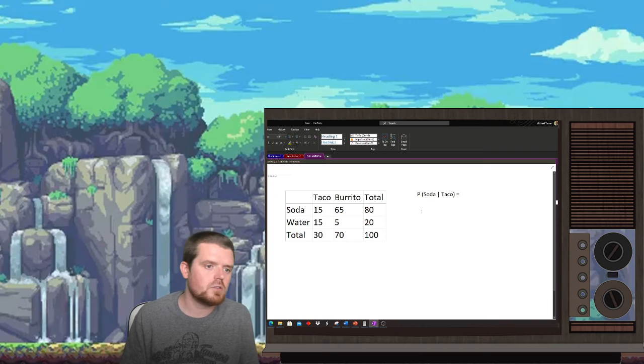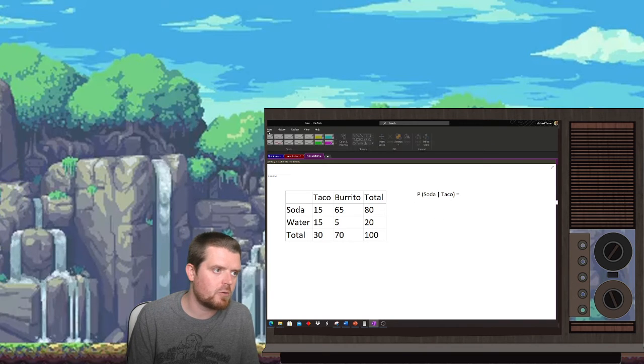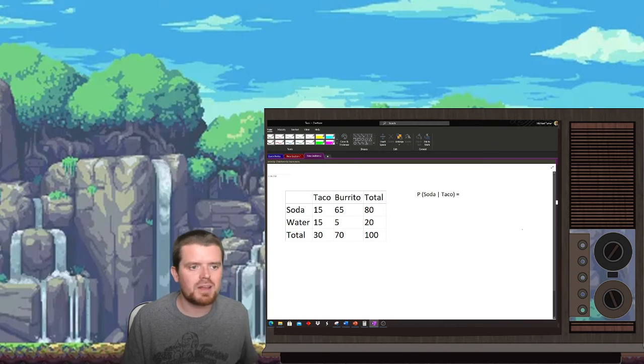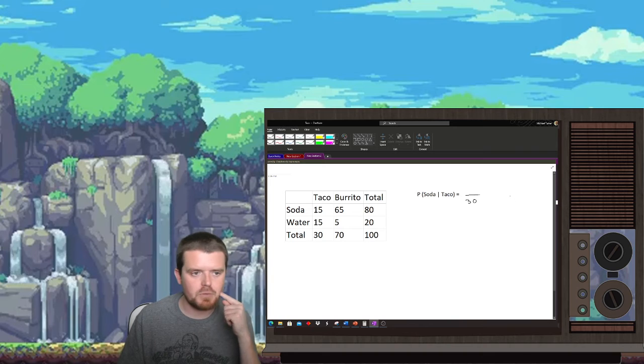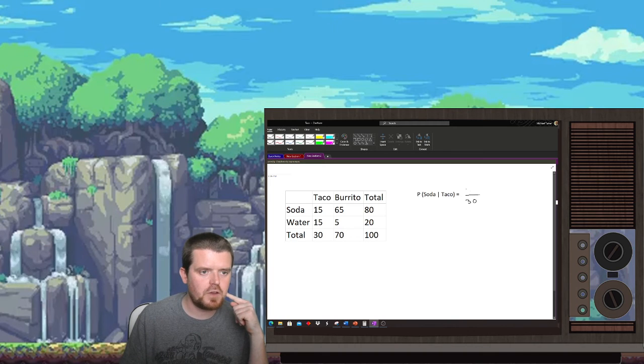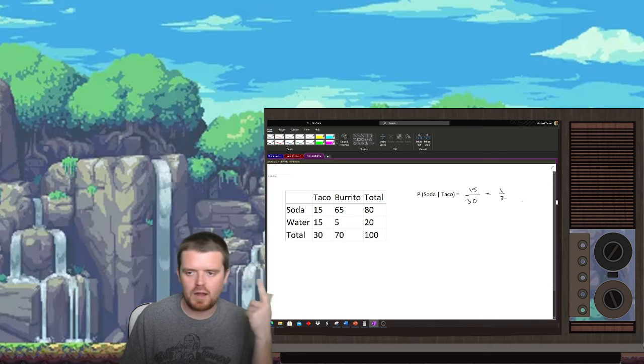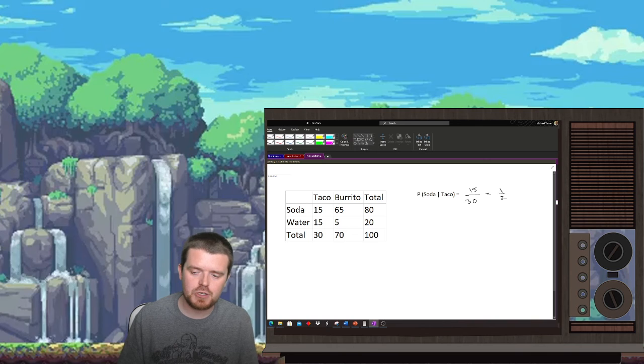This is not going to be out of 100. You know that the person ordered a taco. Therefore, the total here isn't going to be 100, but rather it's going to be 30 because a total of 30 people ordered a taco. So out of those people, what's the probability that someone ordered a soda? Well, that's 15. So 15 out of 30, or 1/2. Remember, with probability, you're usually writing it as a simplified fraction. Occasionally you might be asked to do a percentage, so just pay attention to that.